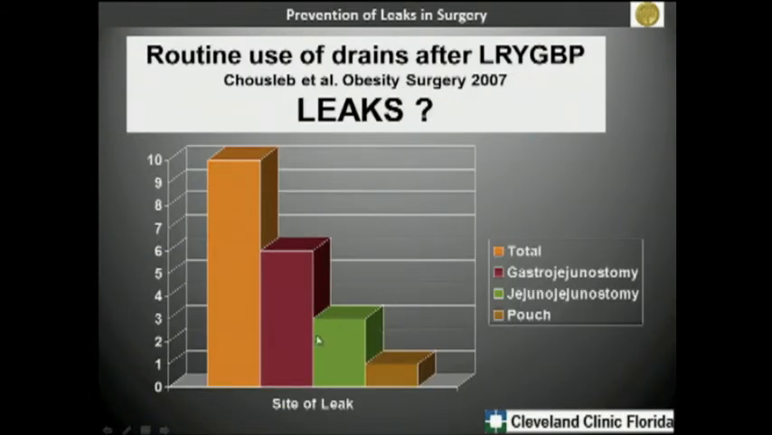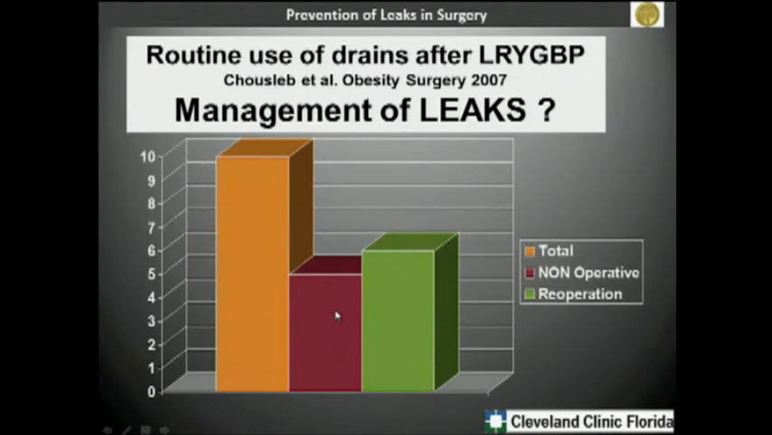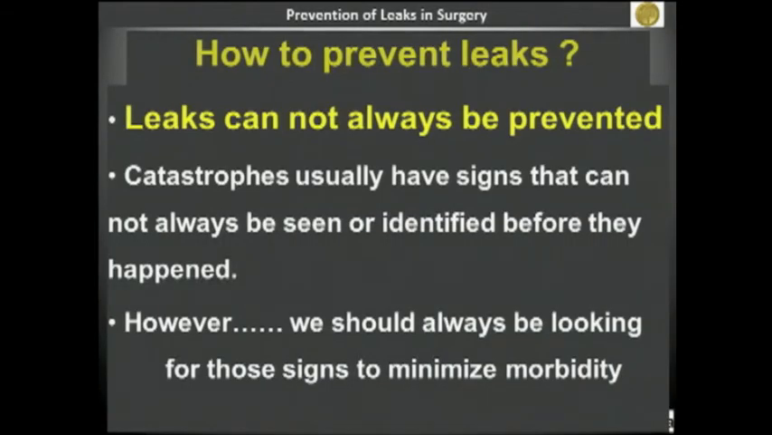How about leaks? Well, if you look at the leaks, they happen all over the place: at the GJ, at the JJ, from the pouch. And if you look at the operative treatment of those, only 50% of the leaks needed treatment with surgery. Why? Because the treatment of a leak is drainage, drainage, and drainage. So if you've got the drain in there, you don't need to operate on them, provided the patient is hemodynamically stable.